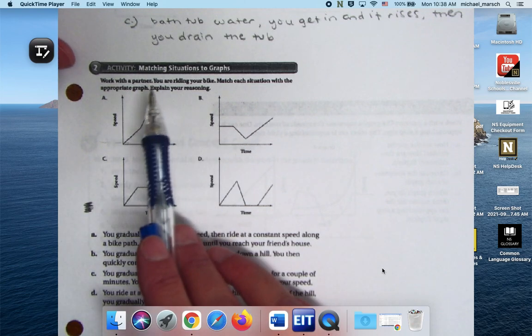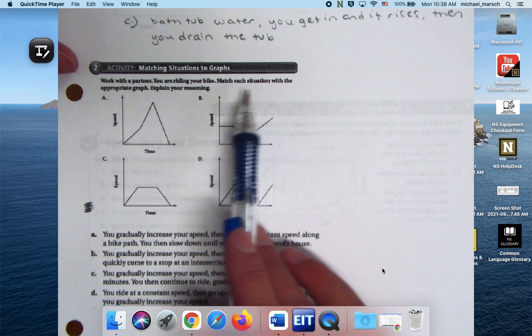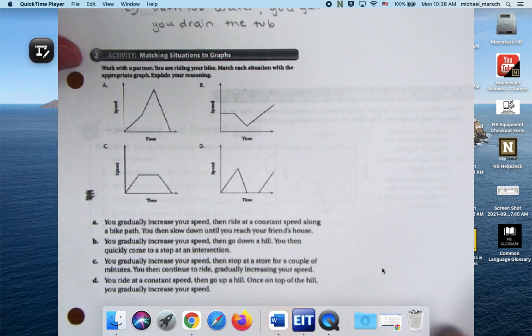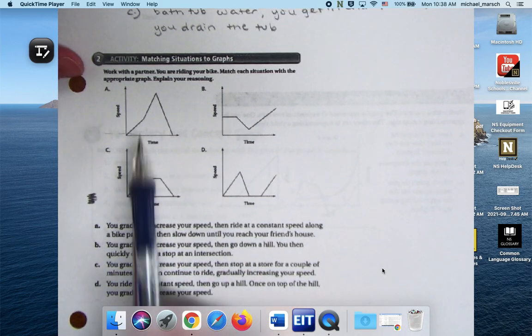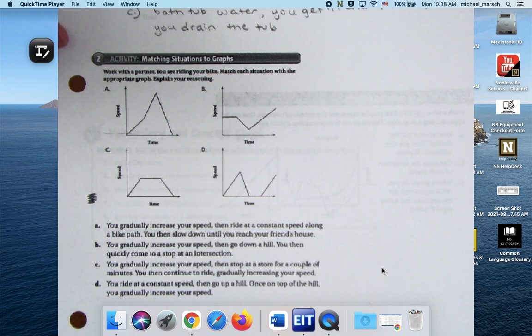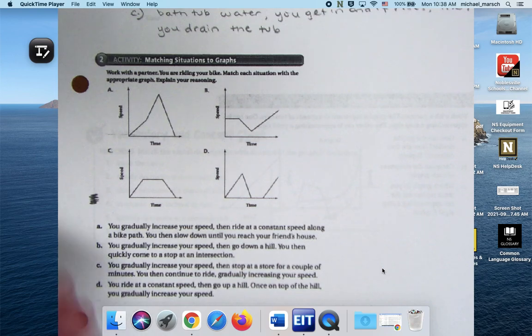So on your own, you're riding a bike. Match each situation with the appropriate graph. Explain your reasoning. You don't have to explain anything right now. Just figure out which uppercase and lowercase go together. Okay, so by yourself, you're looking at the graphs, you're reading the scenarios to figure out which is which. Go. By yourself.